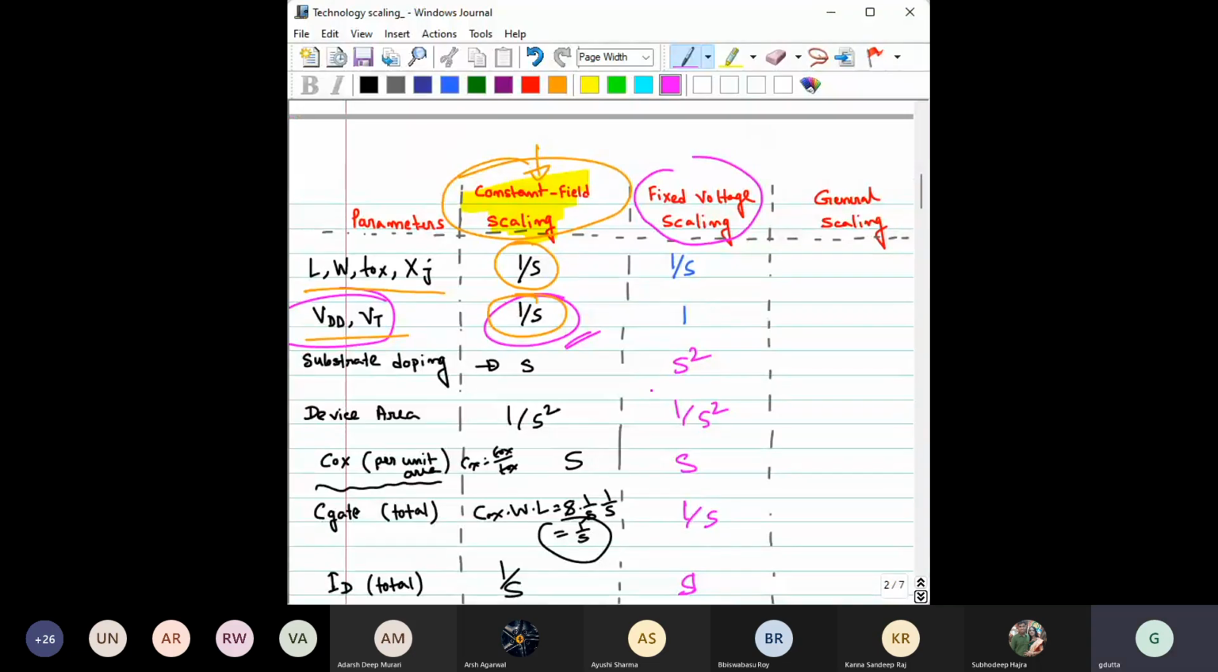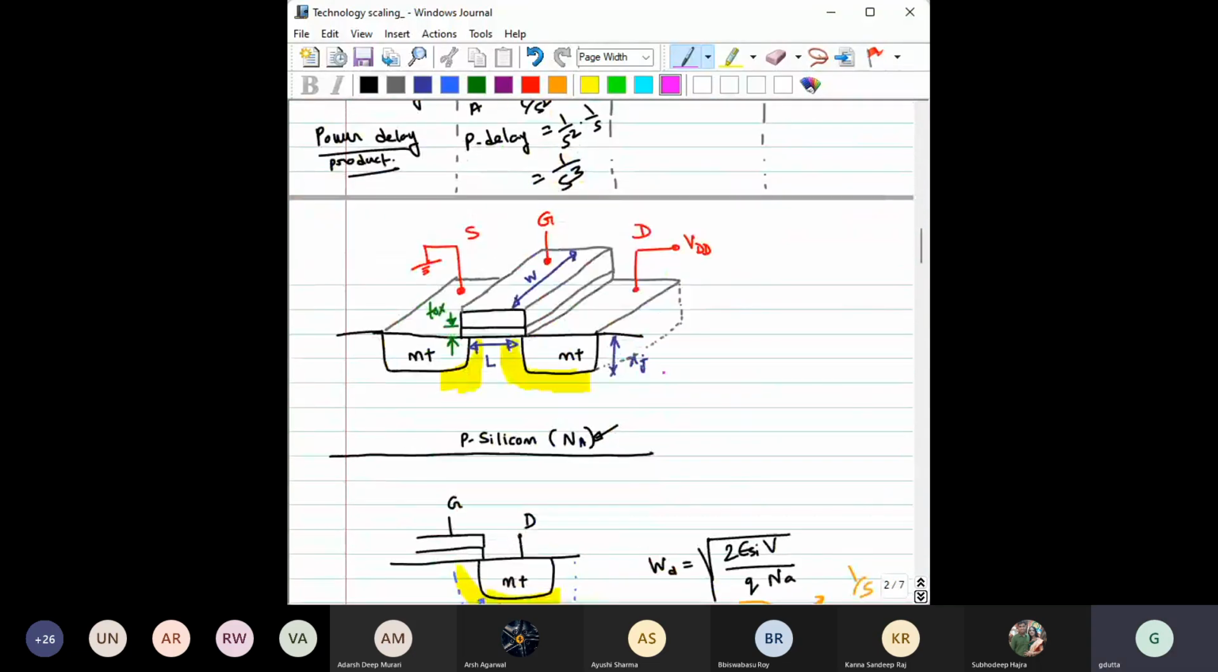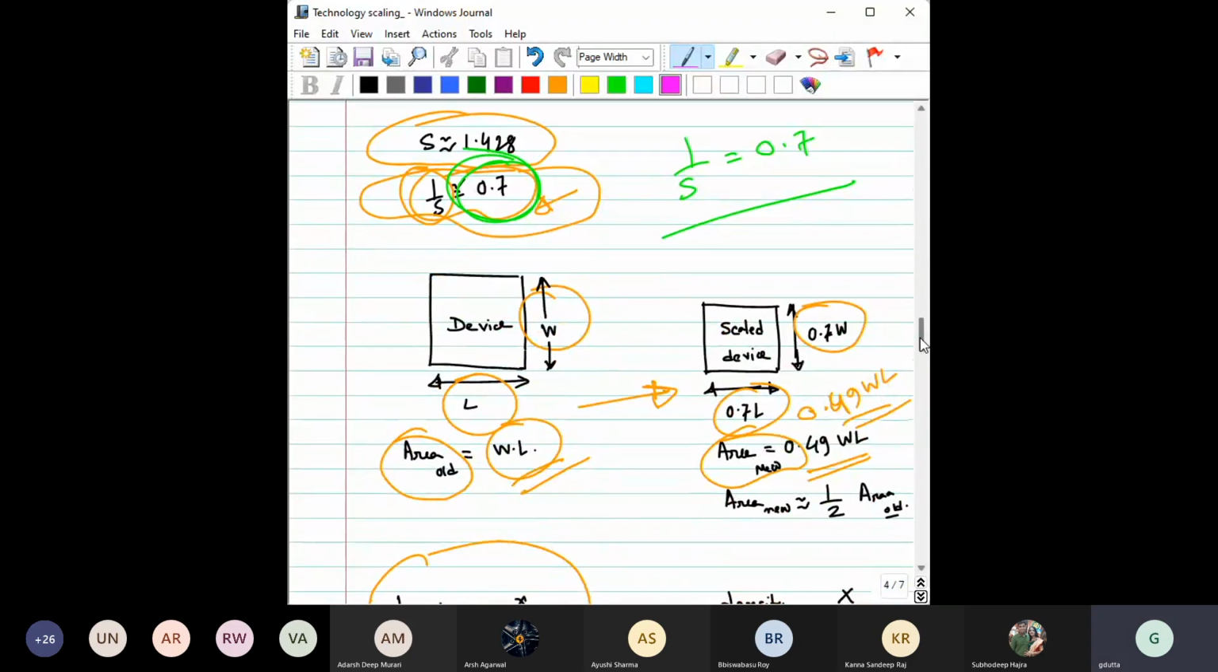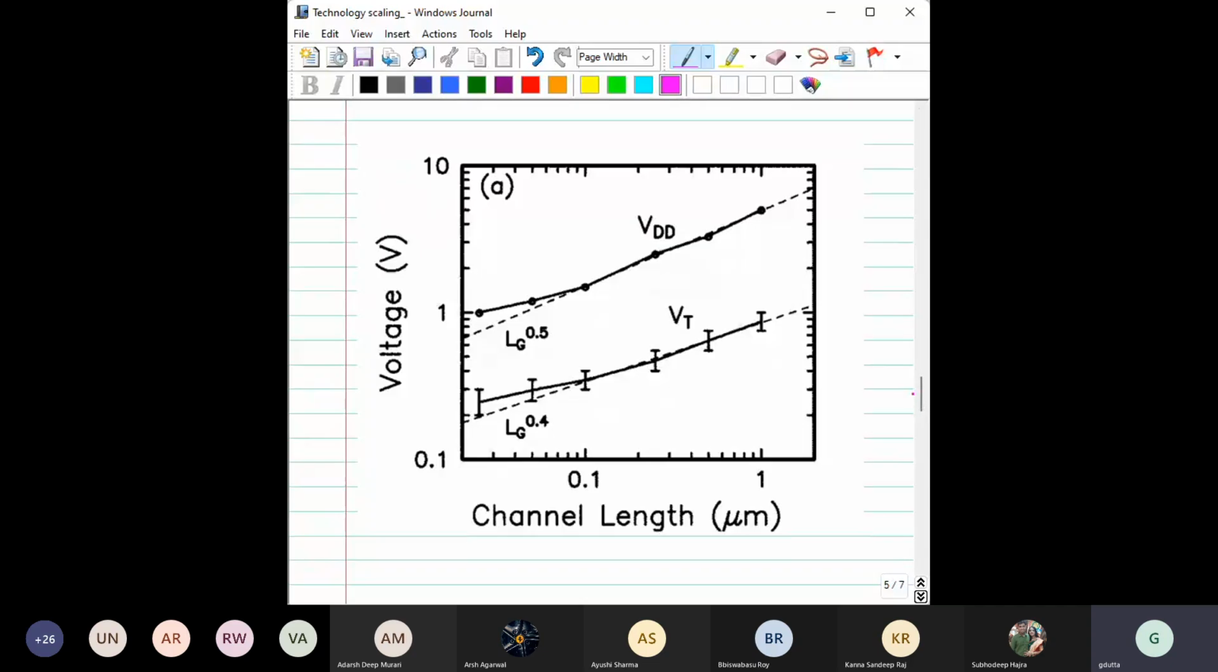Okay, so you have understood this part. Now let us see whether it is really true in terms of what history says, from different channel lengths, how far these things are true. This source is IEEE, from one of the journals from IEEE. Here it shows the voltage, both VDD as well as the threshold voltage VT, for different channel lengths. And you can see both are in log scale, right?